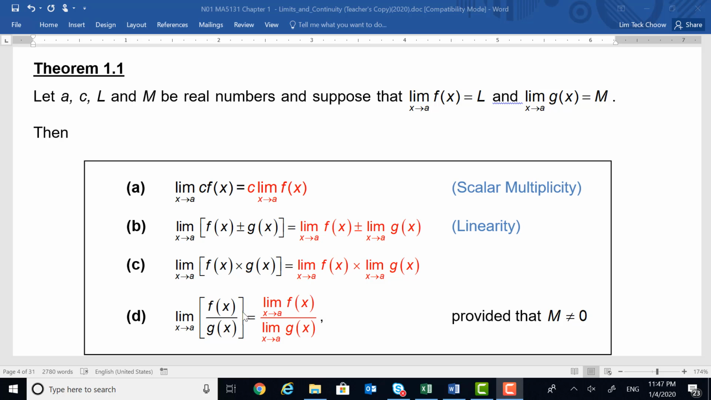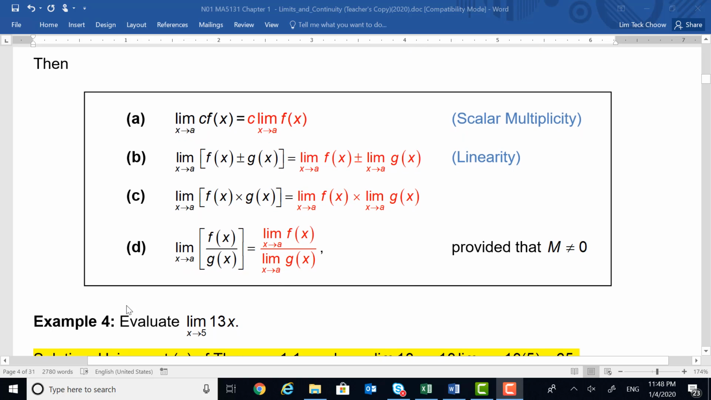In particular for part D, even if this limit holds true, meaning there is such a value for this limit, you must make sure that this limit, the M, which is the limit of g(x), mustn't be 0 in order for this expression to be meaningful. Because if this were 0, then you have something over 0 which is undefined, and when that happens, you can't actually use this theorem.